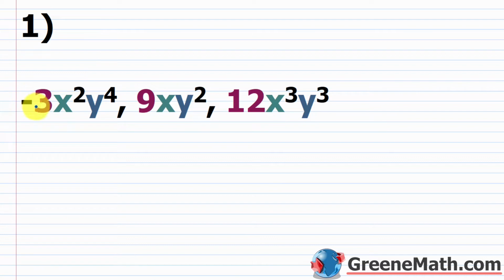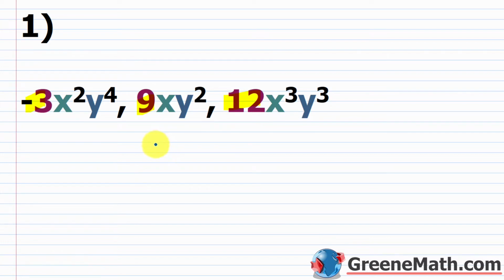So we have negative 3x squared y to the 4th power, 9xy squared, and 12x cubed y cubed. If you get a problem like this and you're told to find the GCF of these monomials, you want to separate the coefficients from the variables and treat them as 2 different problems. And then when you're done, just put it together. So I'm going to work on the negative 3, the 9, and the 12. Just like if I said, forget about the fact that it's negative, what is the GCF of 3, 9, and 12?